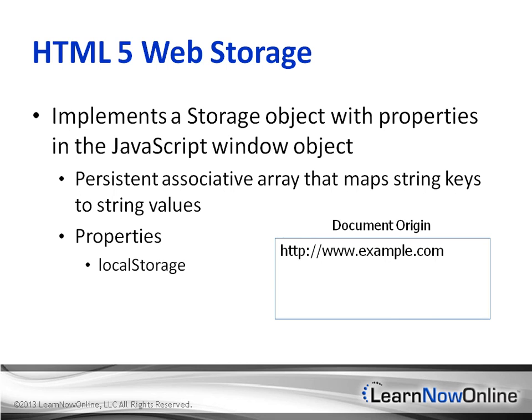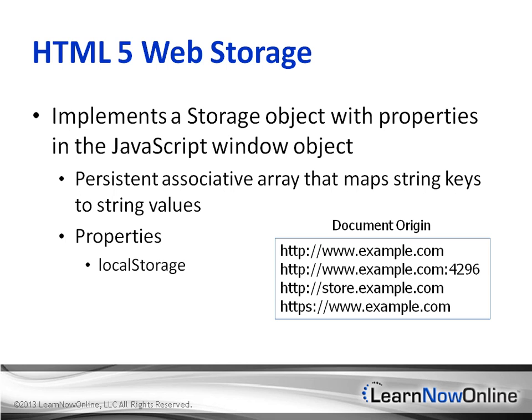For example, here's a sample URL that defines one origin. And then this URL has a different origin because it has a different port number. And then this one differs because it has a different host name, which is a different subdomain in this case. And then this one differs because it uses a different protocol, HTTPS instead of HTTP. Okay, so all four of these are different document origins. So they're going to have different local storage.